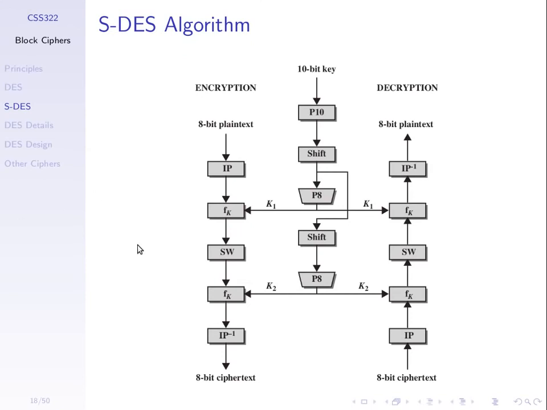Then there's this F function, called a round function, where the details are, and that will include some permutations as well as a substitution. And the substitution is what adds the security. We need the substitution in there. Without it, it'll be very easy to break.